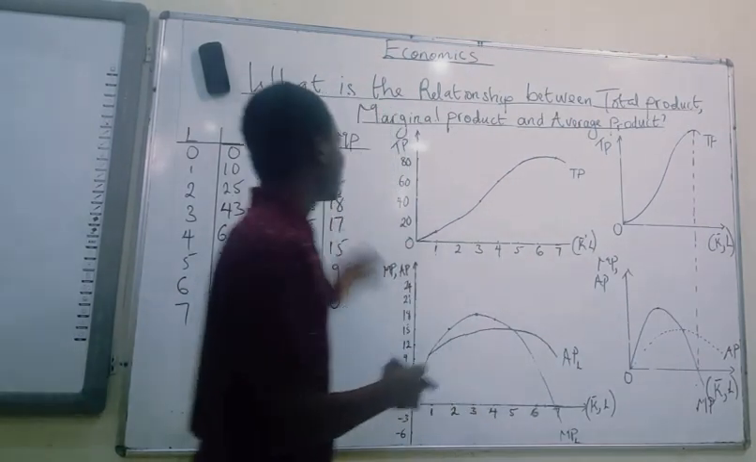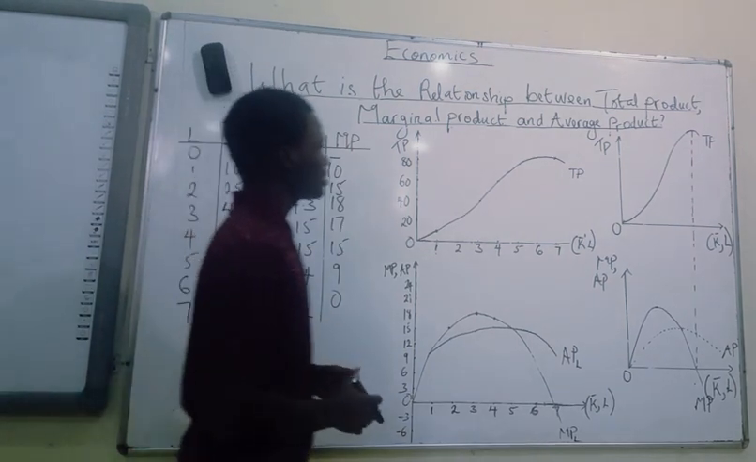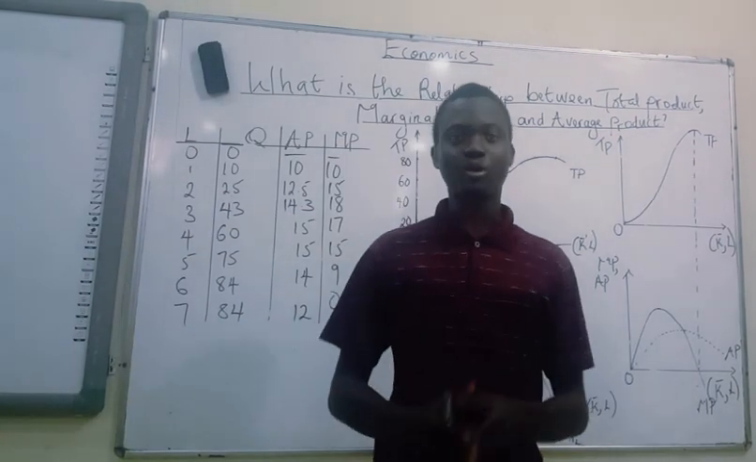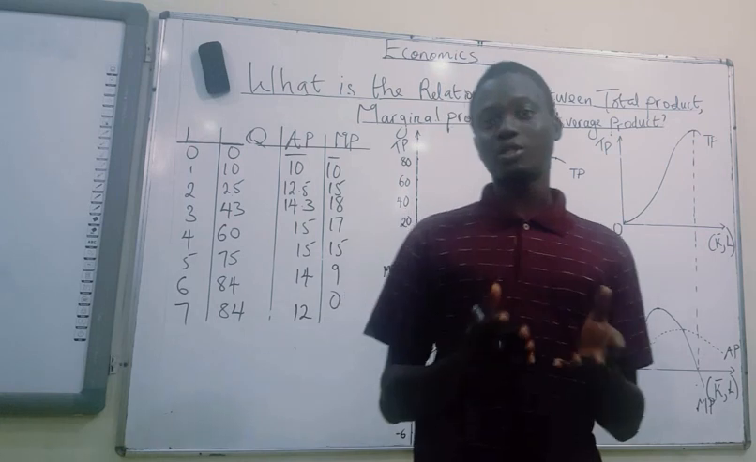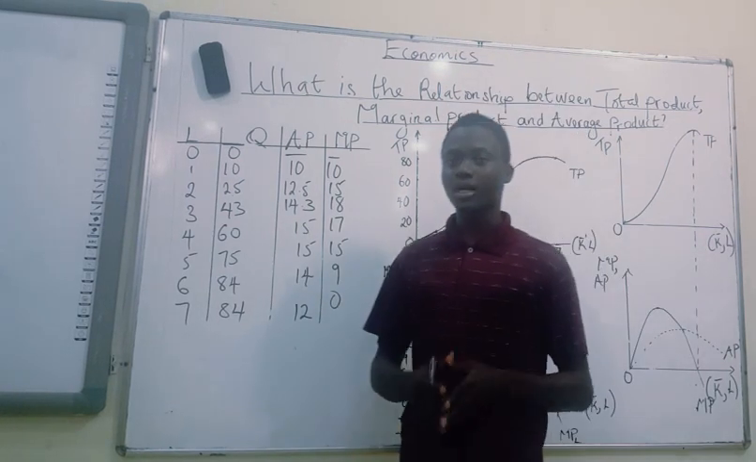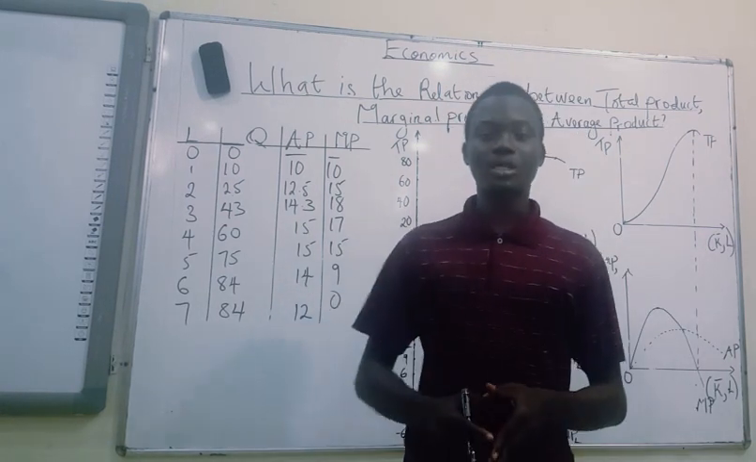Today's topic is: what is the relationship between total product, marginal product and average product? Our topic today is a question, and let's see how we are going to answer it. First, what is total product?